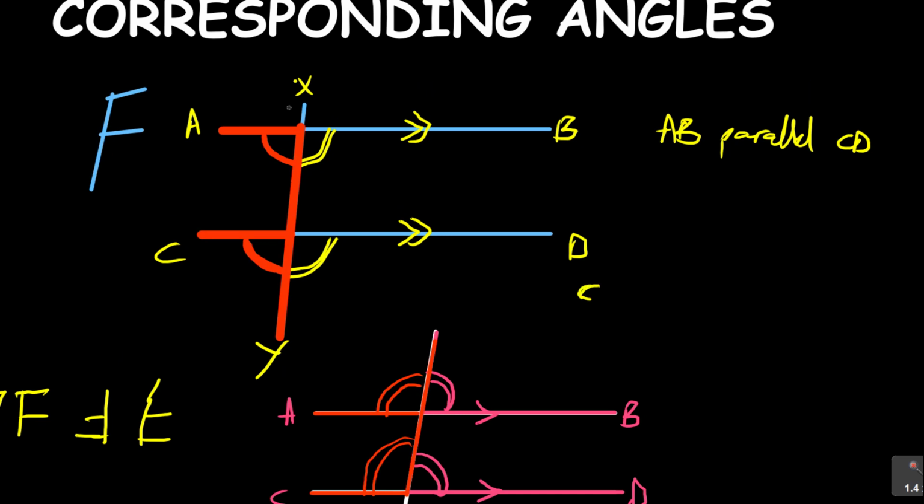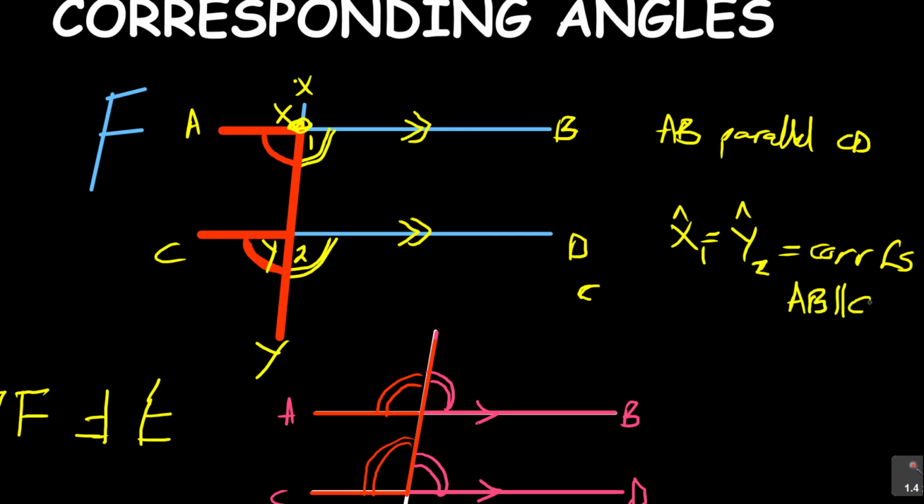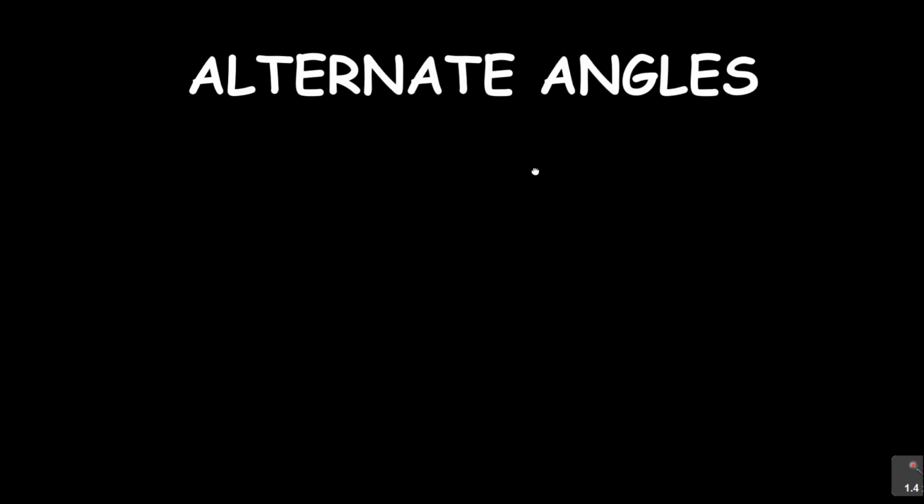So if, for example, this point here was 1 and this point was 2, and I had X here and Y here, you're going to say X1 is equal to Y2. Why? You're going to say corresponding angles. Then there's the next condition, you're going to say AB is parallel to CD. Are you getting that? That's the explanation that you're going to give for that. So let's move on. After corresponding angles is alternate angles.